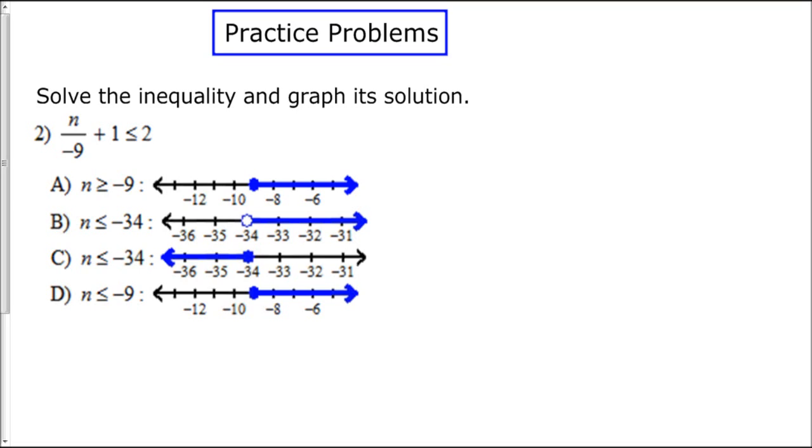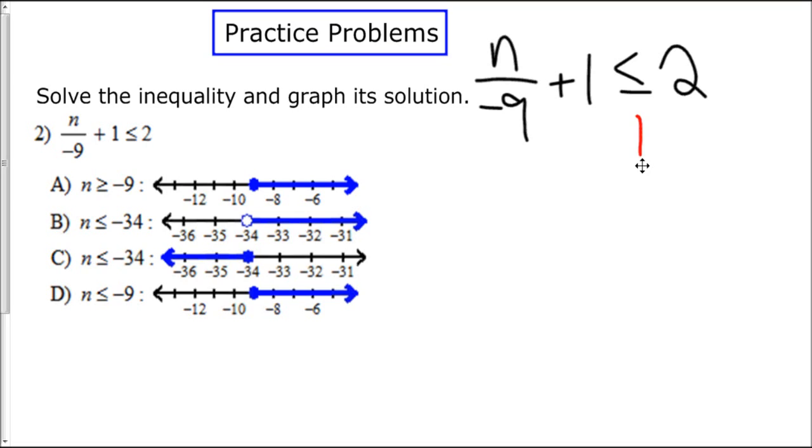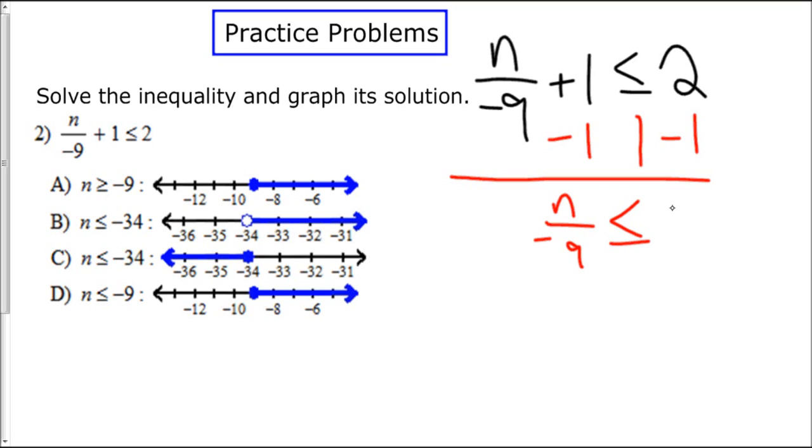Okay, for this next one, I have n divided by negative 9 plus 1 is less than or equal to 2. And to solve this, I am going to subtract my constant on the variable side from both sides of the inequality. n divided by negative 9 is less than or equal to 1. Multiply both sides by this negative 9 here. I have to switch the sign because I multiplied both sides by a negative. So n is greater than or equal to negative 9.